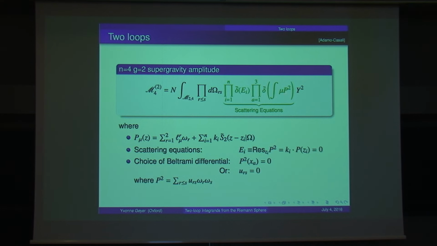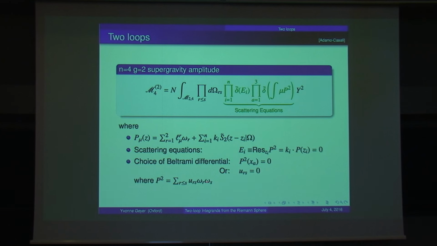I've written this in the most invariant way, where I'm pairing a Beltrami differential mu with a p-square form. Now, the usual choice in the literature is that you just set p-square at some arbitrary marked points to 0. This is what we've done at one loop. But a more invariant choice that you could pick is that you expand p-square on the support of the other scattering equations. This is global and holomorphic.